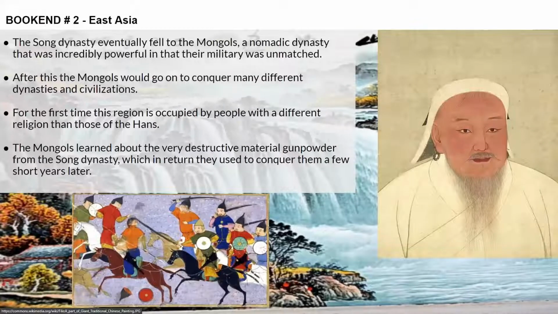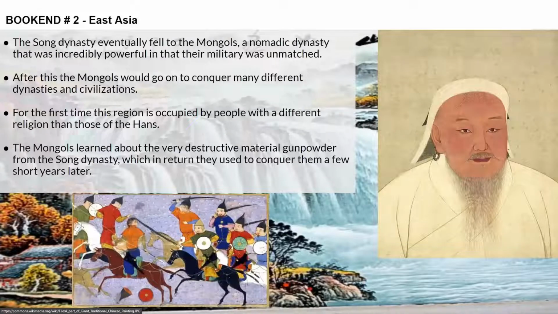Bookend number 2 for East Asia. The Sung dynasty eventually fell to the Mongols, a nomadic dynasty that was incredibly powerful and whose military had been completely unmatched. The Mongols would go on to conquer many different dynasties and civilizations, all the way up north, far into Russia, and spreading a little bit into Europe as well.